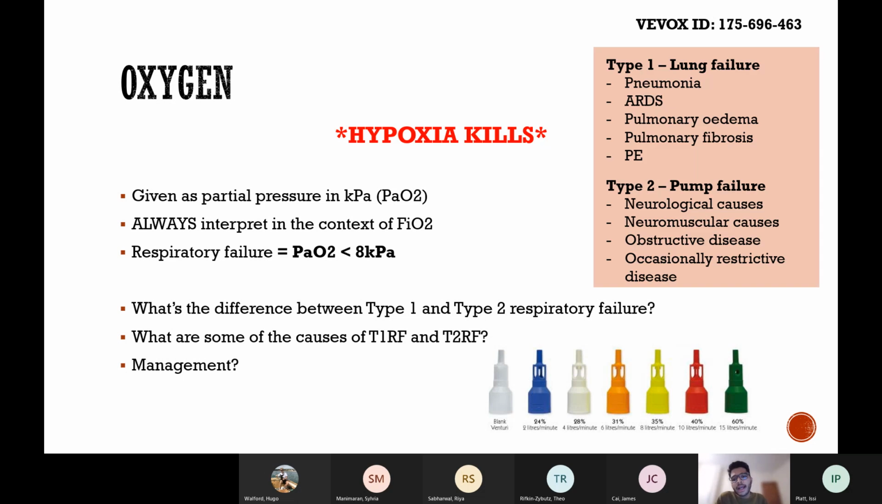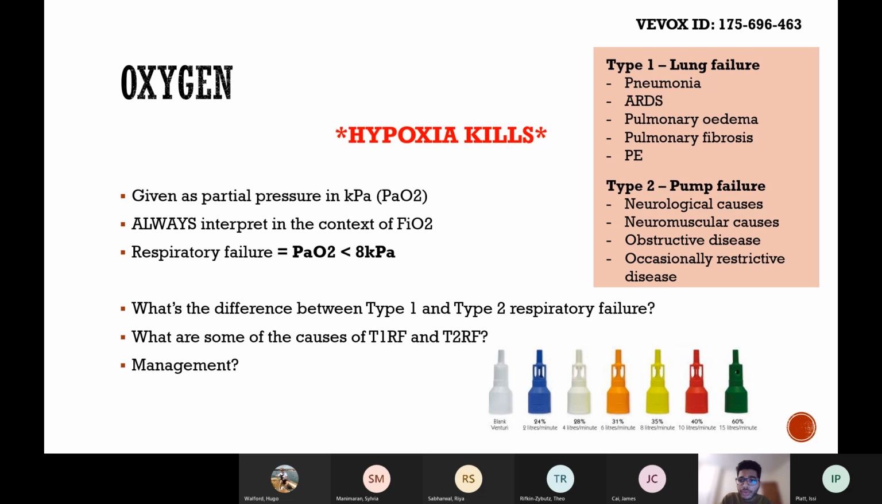So these are some causes of type 1 and type 2 respiratory failure. Now, the way I like to think of this is type 1 is lung failure and type 2 is pump failure. So in your type 1, you've got pneumonia, so including things like COVID pneumonitis, acute respiratory distress syndrome or ARDS, pulmonary edema, pulmonary fibrosis, and a pulmonary embolism. So those all cause issues of oxygenation primarily. And the type 2 respiratory failure is usually a pump failure, so when the air can't get in and out of the lungs very well, and that's a failure of ventilation. That's why you get the hypercapnia as well.